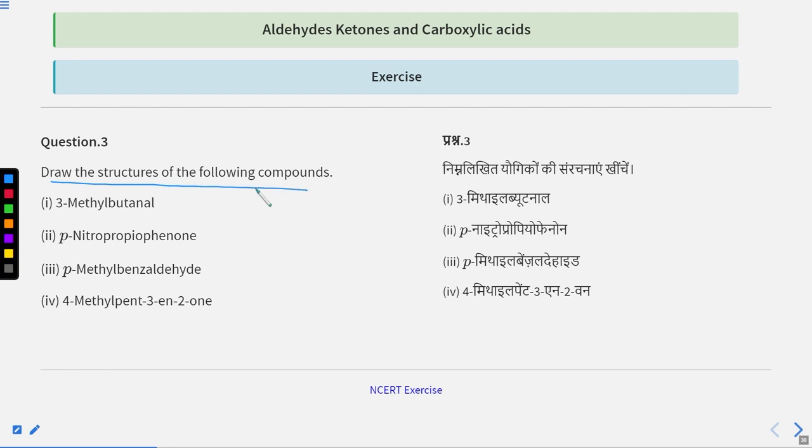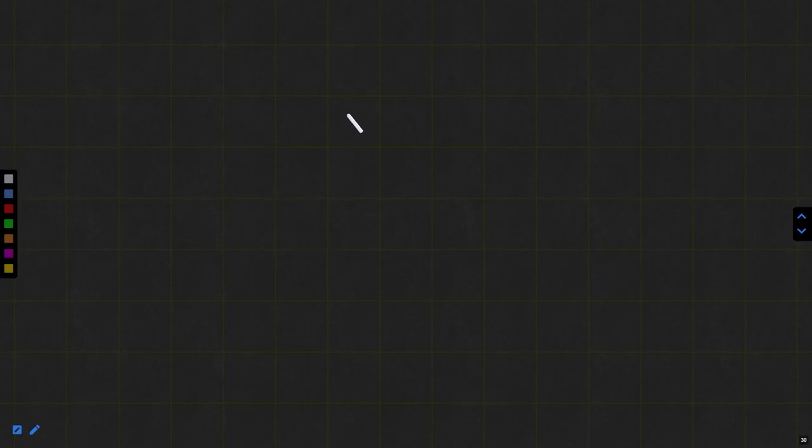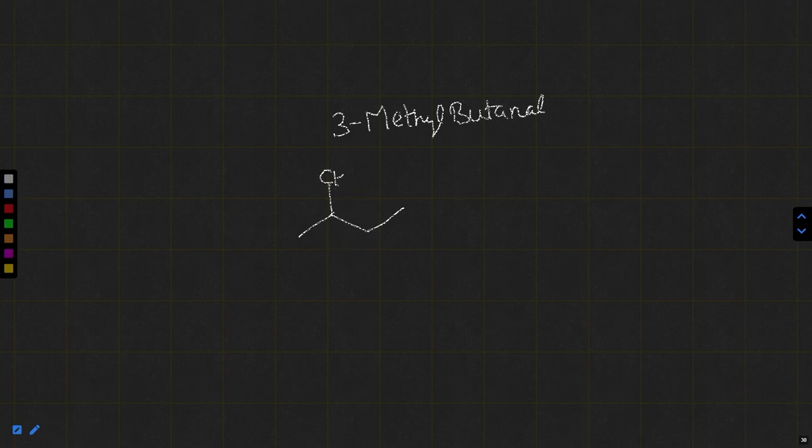Next, we have to draw the structure of the following compounds. The first is 3-methyl-butanal. So 4 carbons are there. At 3 position we have methyl, and at first position we have aldehyde. 1, 2, 3, 4. Okay, so this is the structure.